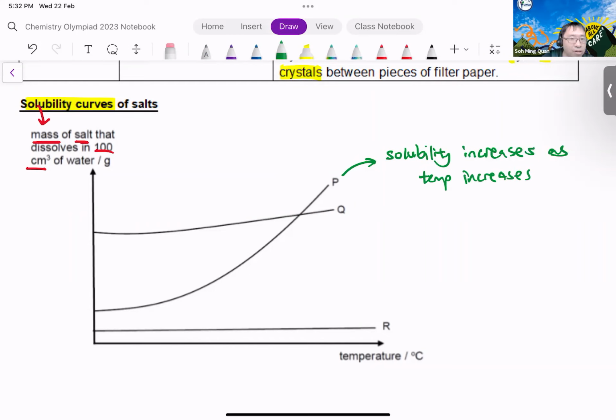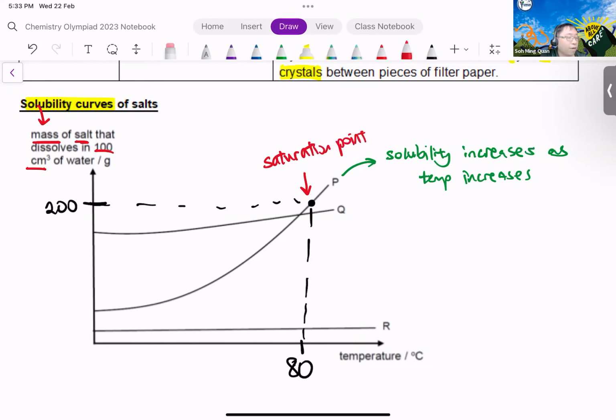How is this even important? Well, that is how crystallization works. Let's say I heated my solution up to 80 degrees Celsius. And at 80 degrees Celsius, the solubility, let's say, is 200. 200 grams can dissolve in 100 cm³ of water. This is where it's saturated. This is the saturation point for 80 degrees.